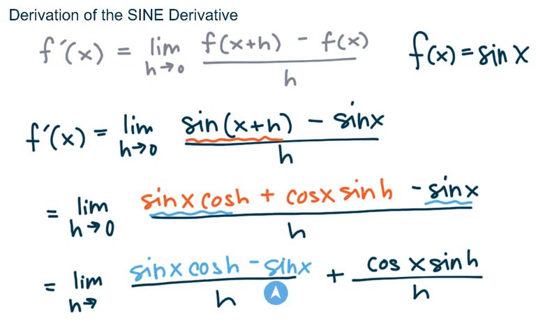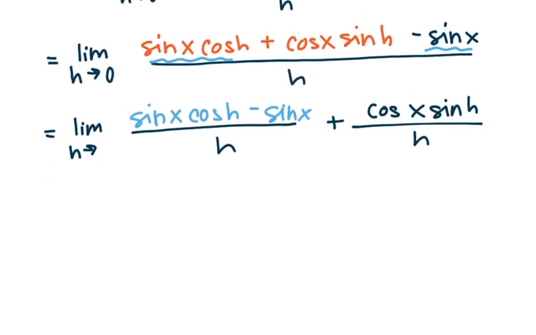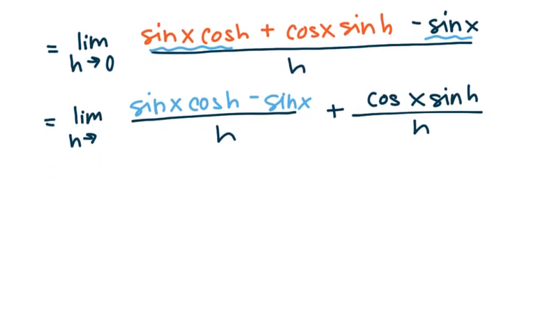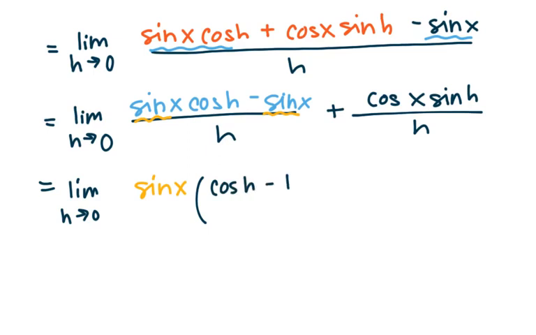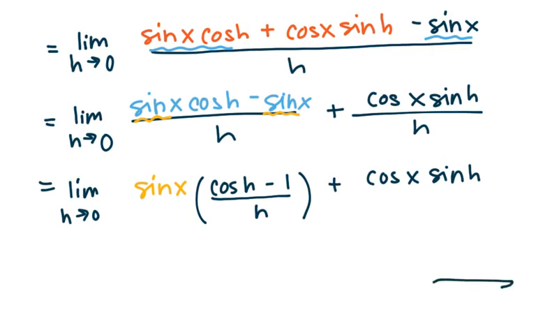Now, looking at this first piece, I can factor out a common factor. You'll notice that I have two sine x's, so I'm going to factor out a GCF. Oh, I'm missing a limit there. We've got the limit as h approaches 0, factoring out that sine x. That leaves me with the sine of x times cosine of h minus 1 over h plus cosine x sine h over h.